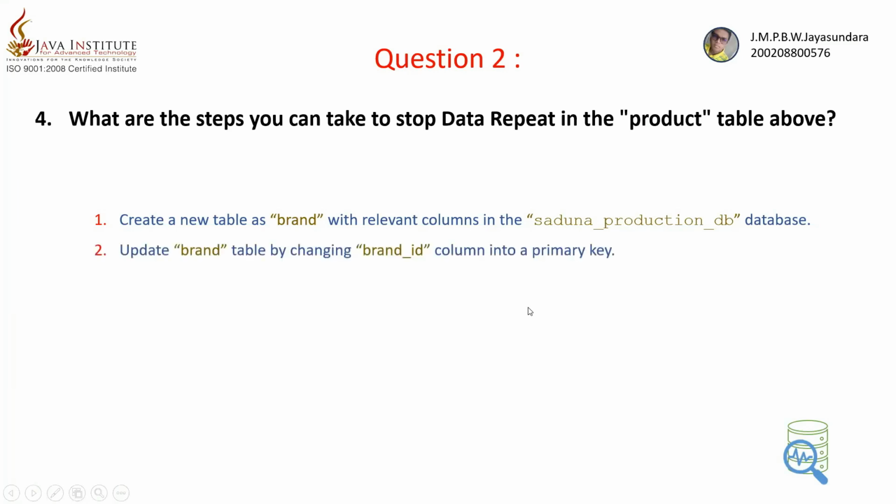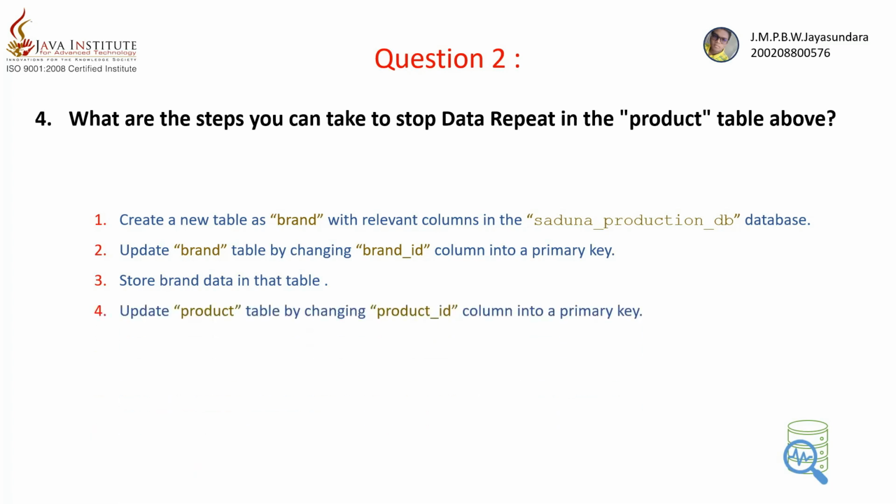Okay, the second one is update brand table by changing brand ID column into a primary key. Yes, after creating our brand table, new table as brand, we can give it a column as brand ID. It has the IDs for each brand name, and we can change that brand ID column into a primary key. So those brand names can be uniquely identified by the brand ID. Third one is store brand data in table. So after that, we can insert our brand data in that table.